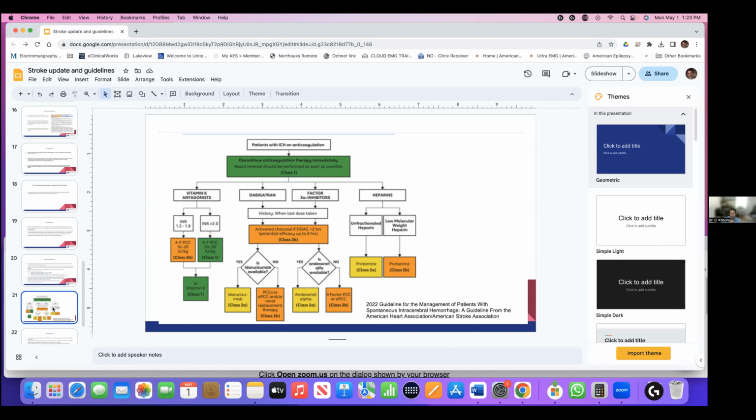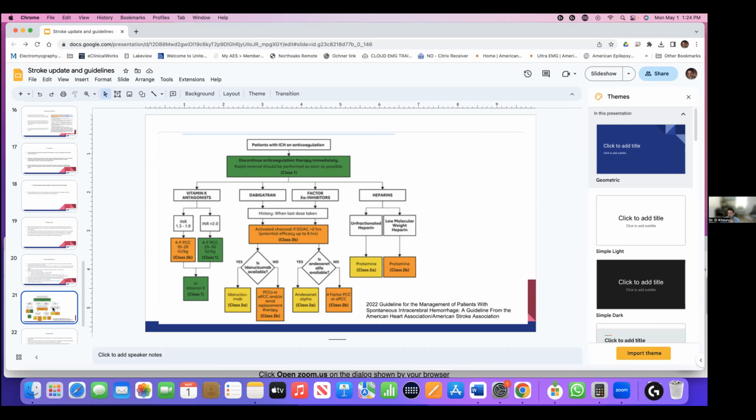If they took dabigatran, then the treatment option is idarucizumab. You can give it as a class 2A recommendation. You can use PCC or renal replacement therapy as well if idarucizumab is not available. And for other medications like Xarelto, the treatment available is andexanet alfa. It's a class 2A recommendation.